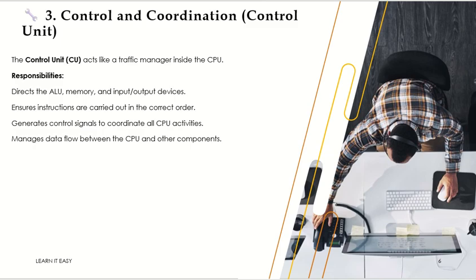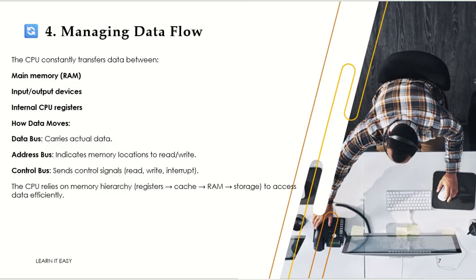Control and coordination. The control unit acts like a traffic manager inside the CPU. Its responsibilities: it directs the ALU, memory, and input output devices, ensures instructions are carried out in the correct order, generates control signals to coordinate all CPU activities, and manages data flow between the CPU and other components. So these are the roles of the CU, the control unit.